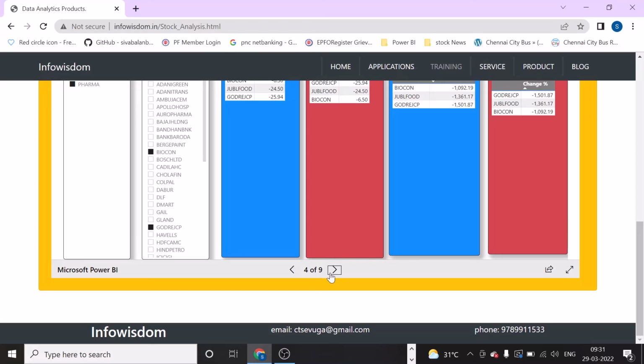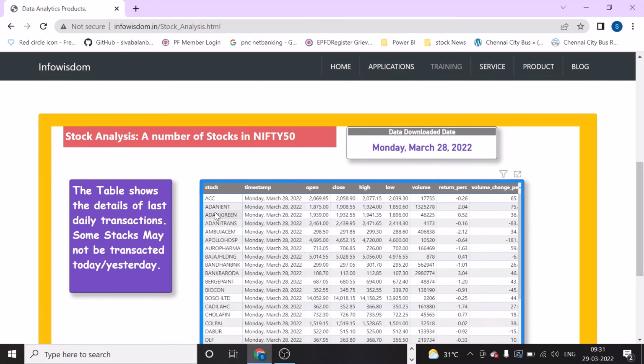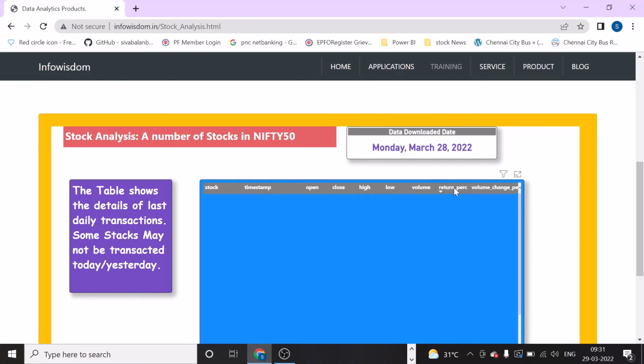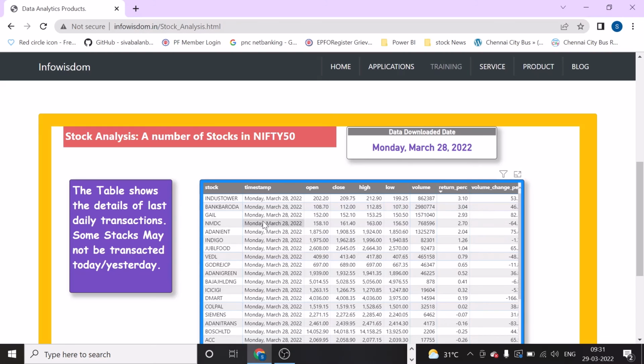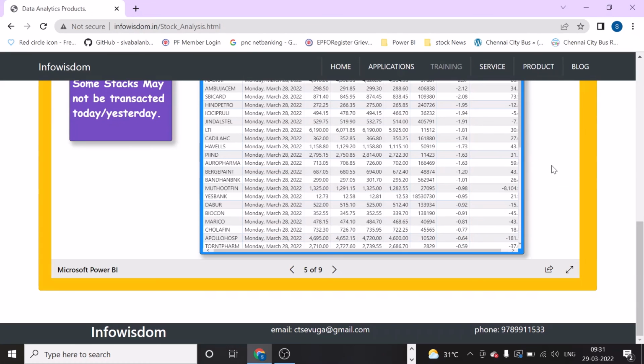And the next page gives today's performance. This is today's performance, March 28th, how every share is performing. It shows in the alphabetic order of the stock. If you are interested in return percentage, then you can select here. So 3.1% for Industrial Tower is the greatest gainer for the trading today, I mean yesterday, and the poor loser is SILE. It gives -3.31% last time. So this kind of information we can find for today's transactions in the market.